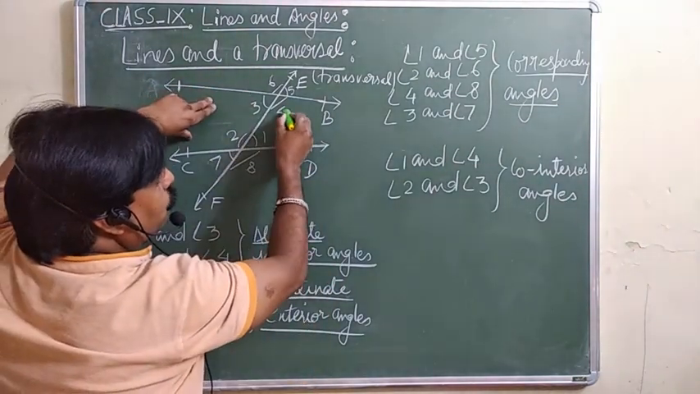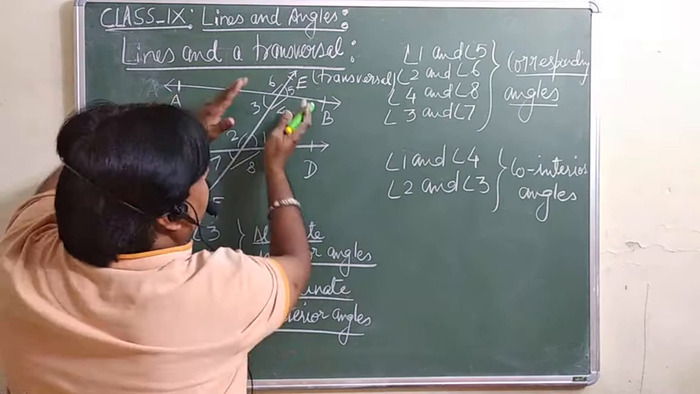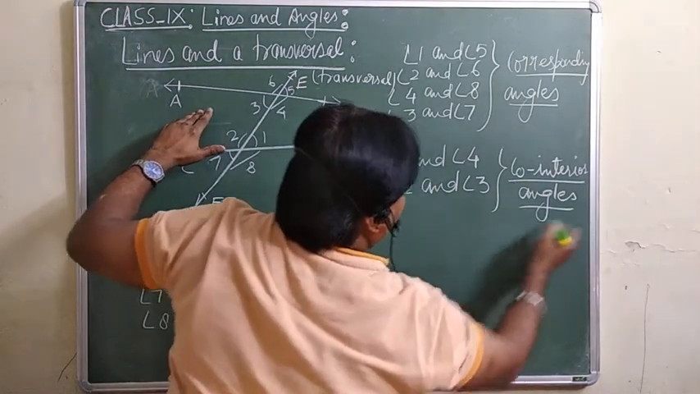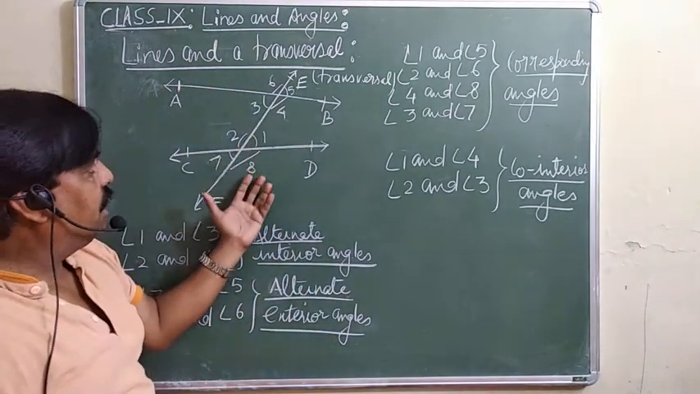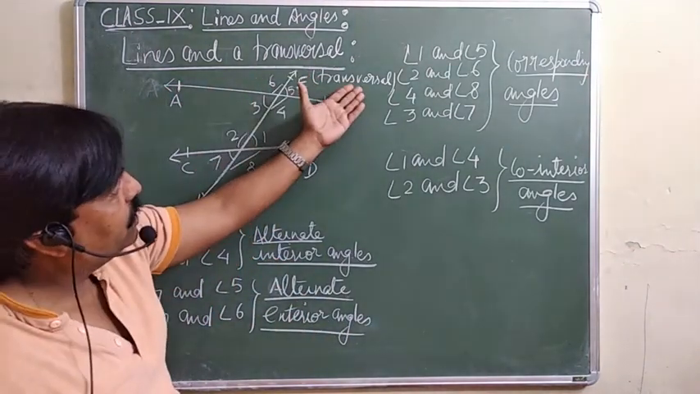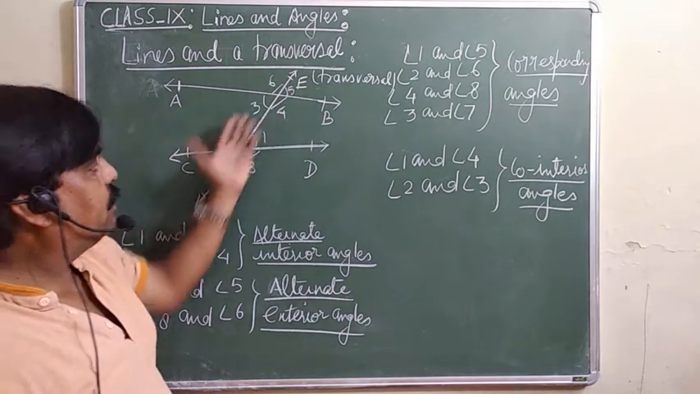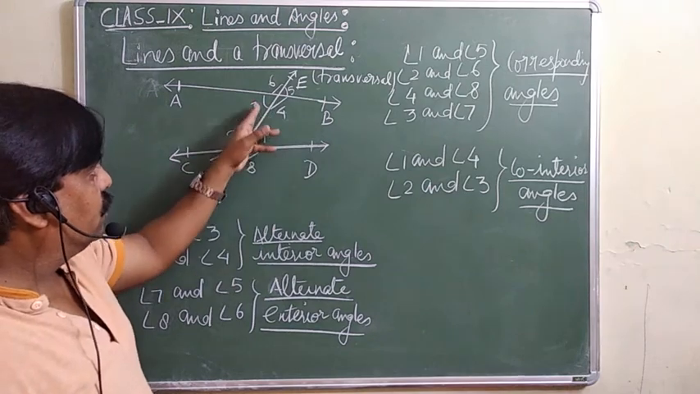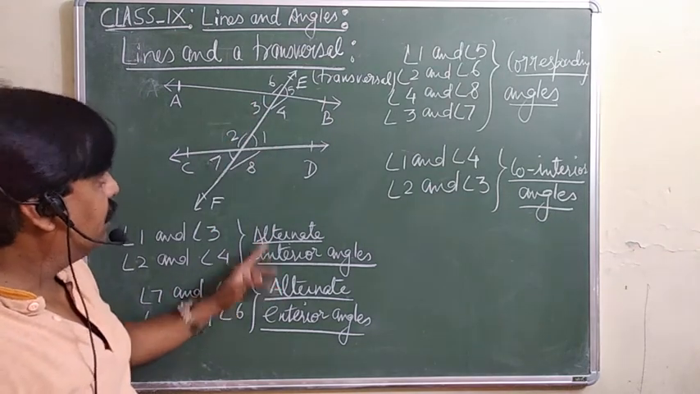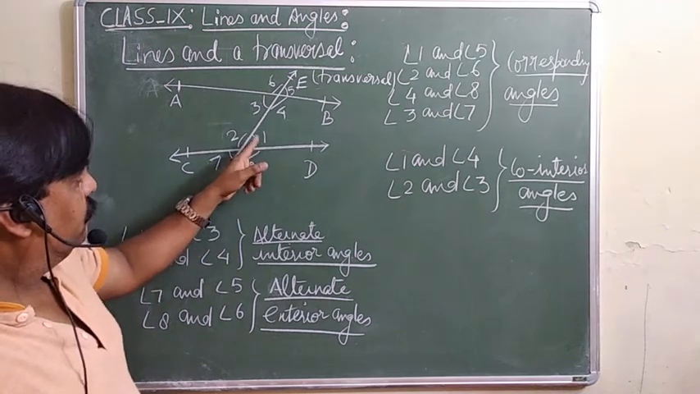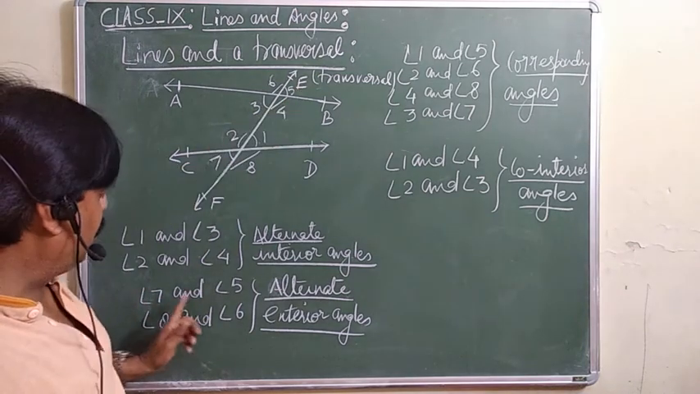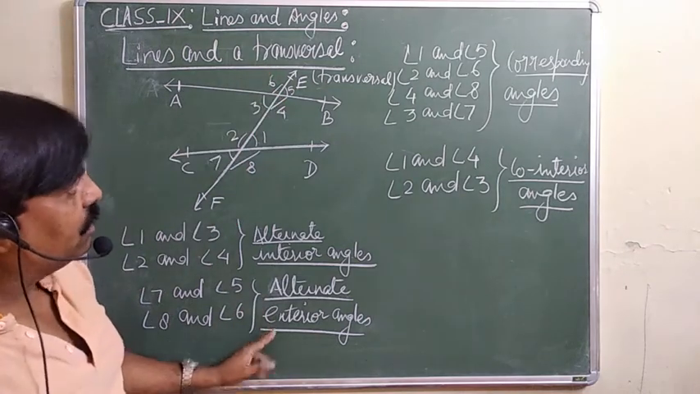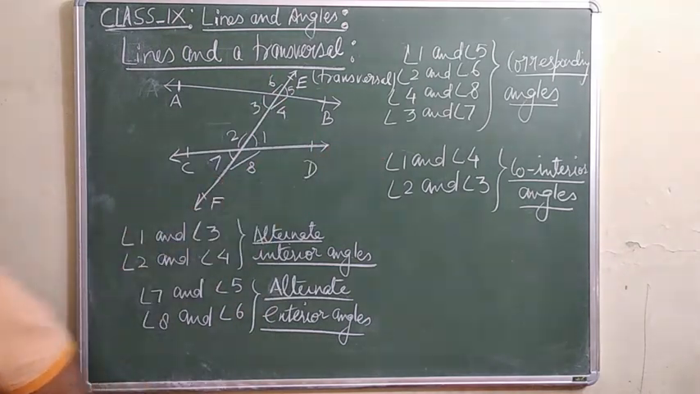And 1, 4, 2, 3 on the same side of the interior, they are known as co-interior angles. So if two line segments are intersected by a third one, that is known as a transversal. If two lines are intersected by a third line, that is known as a transversal line. And angles 1, 3, 2, 4 are known as alternate interior. One is interior, another is exterior; here we are taking 7 and 5, and 8 and 6 are the alternate exterior. Similarly, have a look.